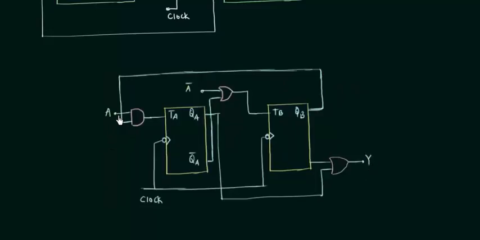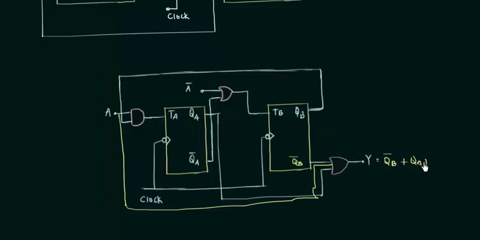So I will take this A from here like this, and I will give it to this OR gate. Now you can see that Y is QB complement. This is QB complement, and QA is another input. So Y is QB complement OR QA OR A. Now this output is a function of the input, and also a function of the value stored in the flip-flop. So we can say that it is the Mealy state machine or Mealy circuit.